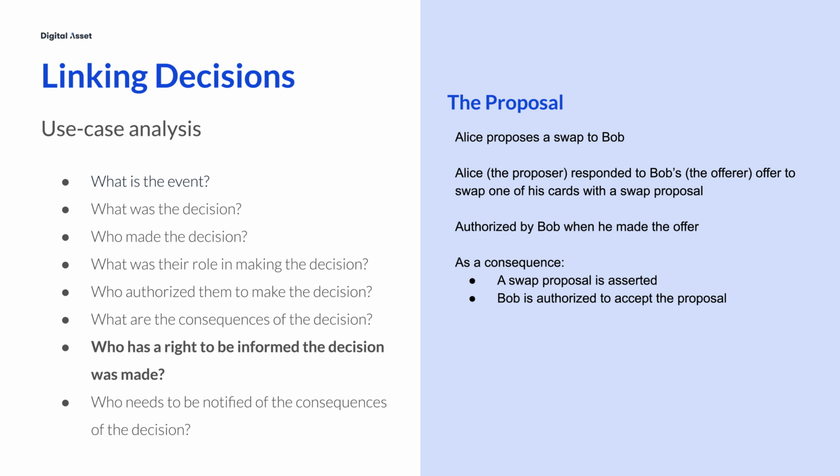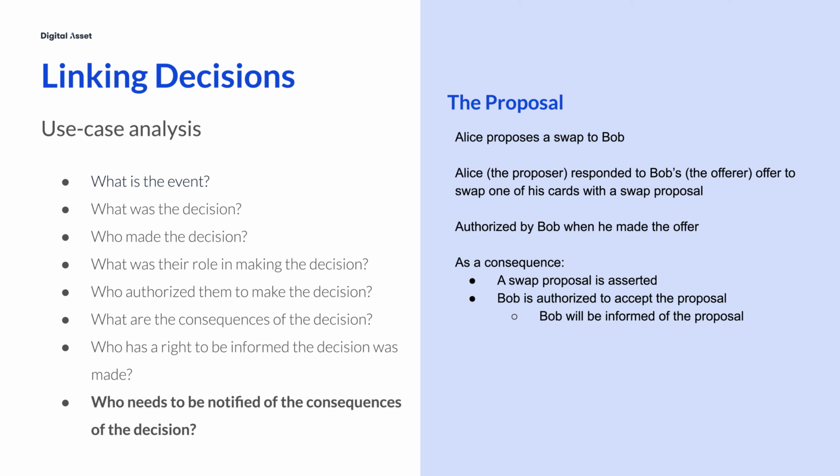Alice is the actor, and Bob is the authorizer. They are already going to be informed implicitly on that basis. For now, we haven't identified anyone else with a right to be informed of this decision. Who needs to be informed of the consequences? We wouldn't normally worry about calling this out explicitly as Bob automatically sees the consequences of decisions he authorized.